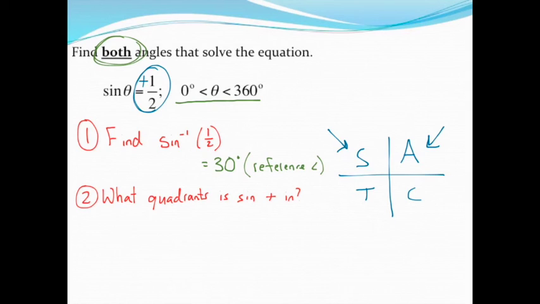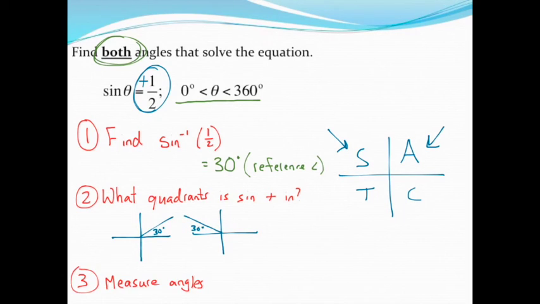So I'm going to draw that 30-degree reference angle in those two quadrants. There'll be a 30-degree reference angle in quadrant 1, and a 30-degree reference angle in quadrant 2. Then finally, to get your two answers, you need to measure those angles you just found. Remember, we measure from the positive x-axis counterclockwise. Measuring this angle right here, it's just 30 degrees.